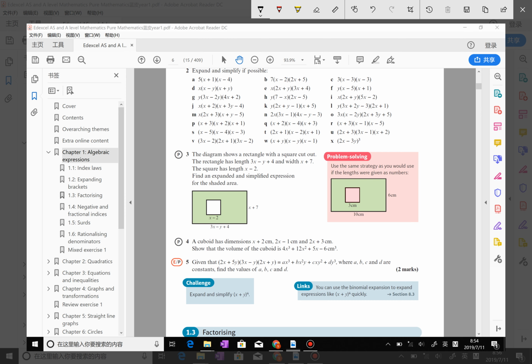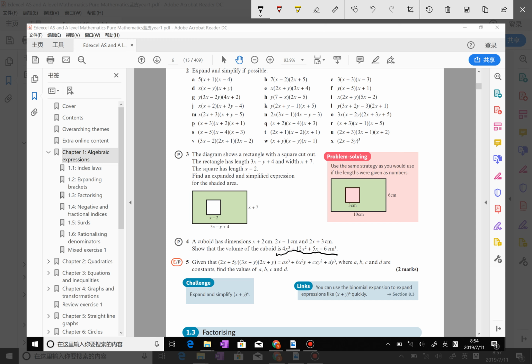So let's look at the fourth one. Okay, a cuboid has dimensions. So it's like a box. So you could calculate the volume, and you need to show that the volume equals the given expression. You just multiply the length, the width, and the height, and then expand, and then simplify. You should be able to get the answer, right?